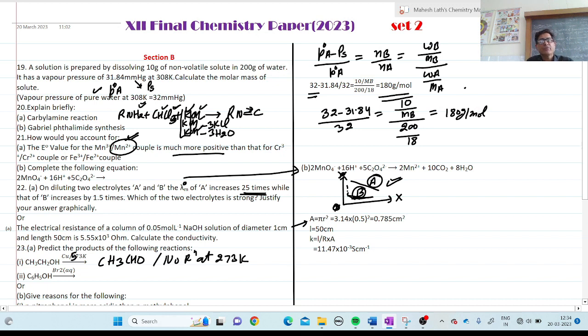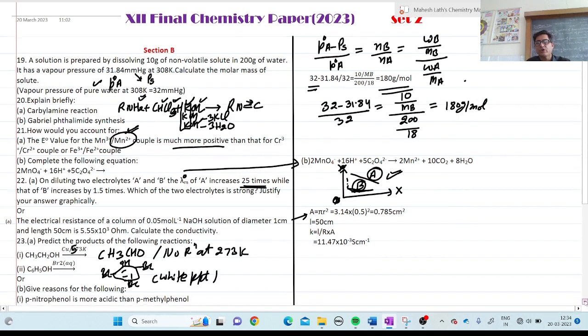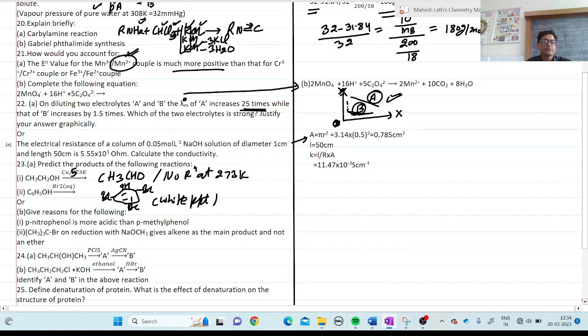Next is phenol. When it reacts with bromine water, it forms the trihalogenated product 2,4,6-tribromophenol, which has white precipitates. It is the chemical test of phenol also.